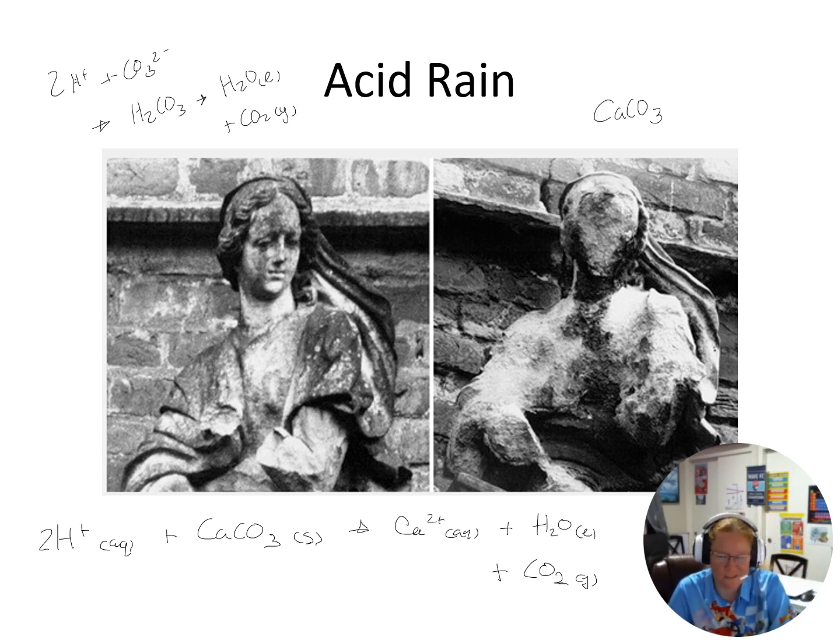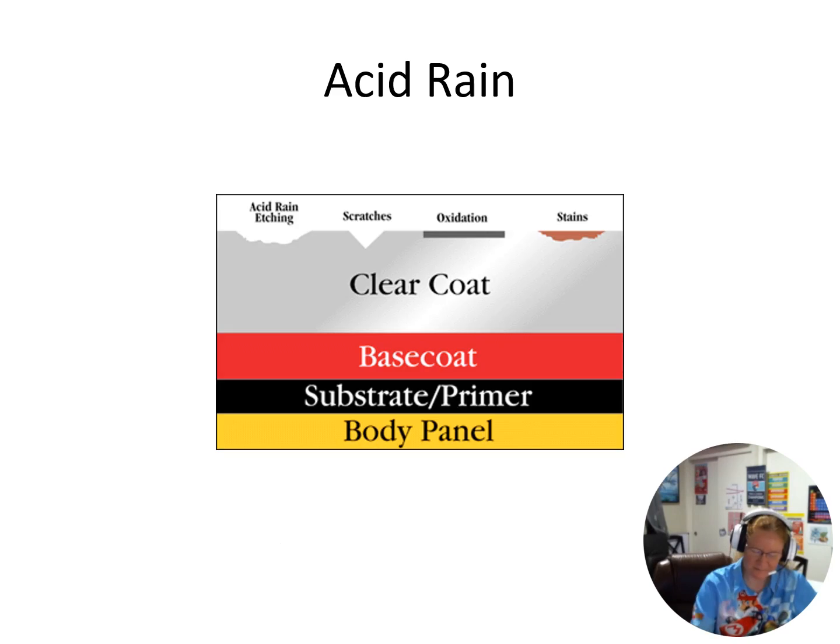And so if I form water and it's raining, that's going to wash away. If I form carbon dioxide, it's going to bubble away. And so my acid rain will react with marble, and eventually it will erode away the marble. Another thing to consider is cars. So you got your body panel, and then there's a substrate primer that goes on there, and then you get the base coat, which is the color of your car, and then you get the clear coat over it.